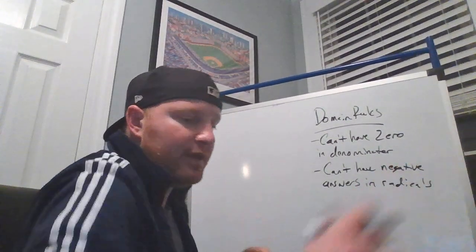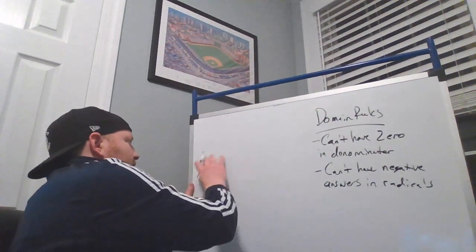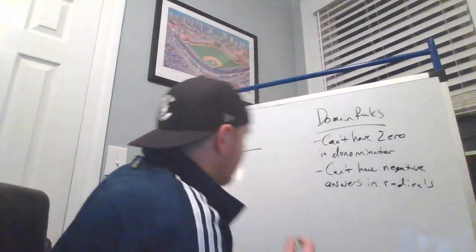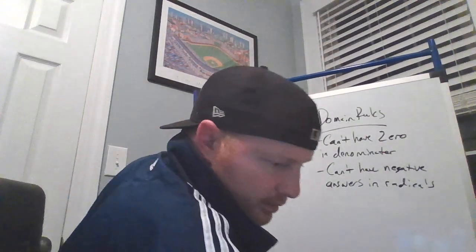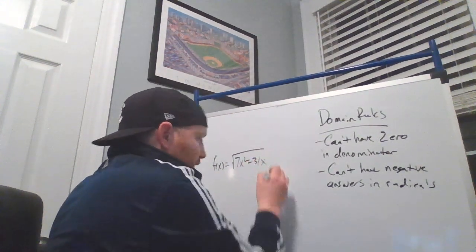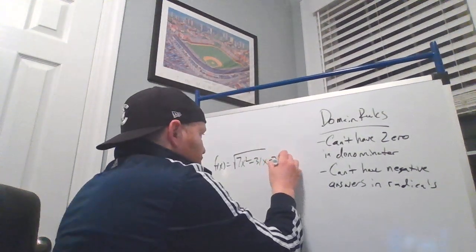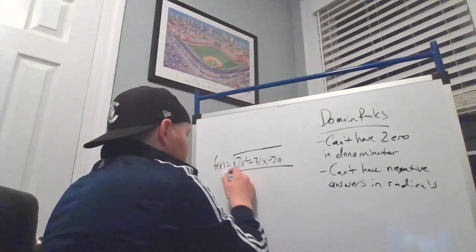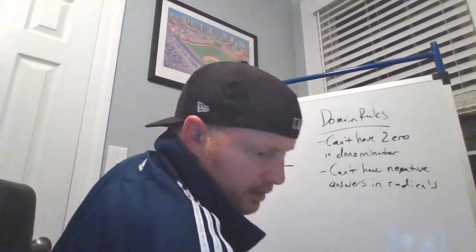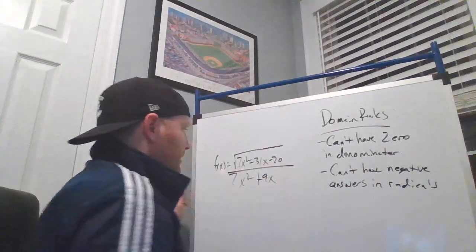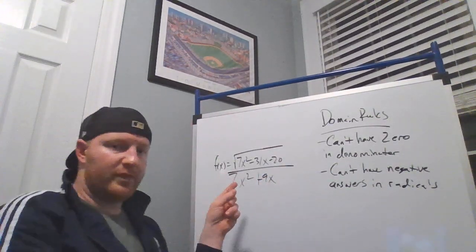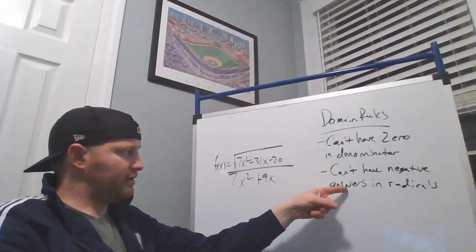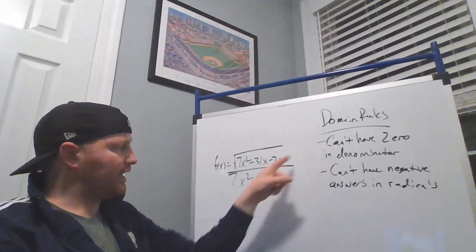Okay? Remember, domain means input. This one was kind of tricky. f of x equals the square root on top of 7x squared minus 31x minus 20, all over 7x squared plus 9x. Okay? So this is kind of tricky because I have to follow the rule on my top: I cannot have this produce any negative answers. And I have to follow the rule on the bottom because I cannot have a 0 in the denominator.